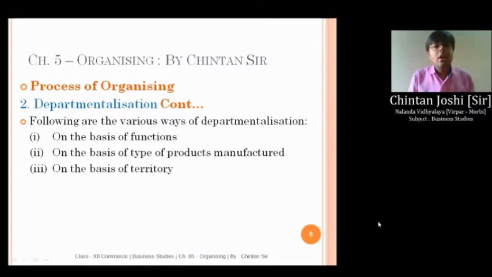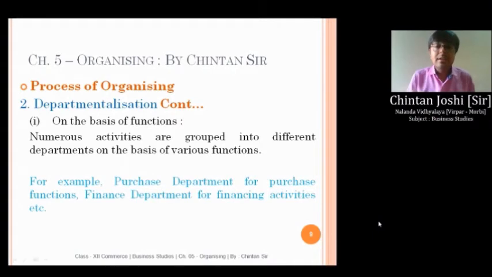Second one is on the basis of types of products manufactured, right? According to the products manufactured, we can create one department with the same title. Third, on the basis of territory, right? According to the territory, we can go for the departmentalization. Let me discuss in continuity.